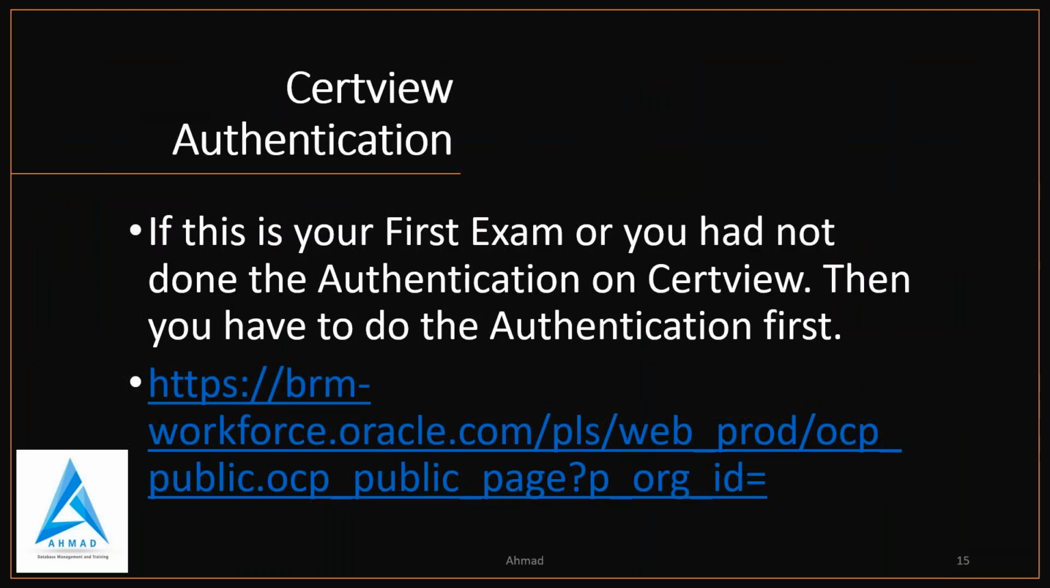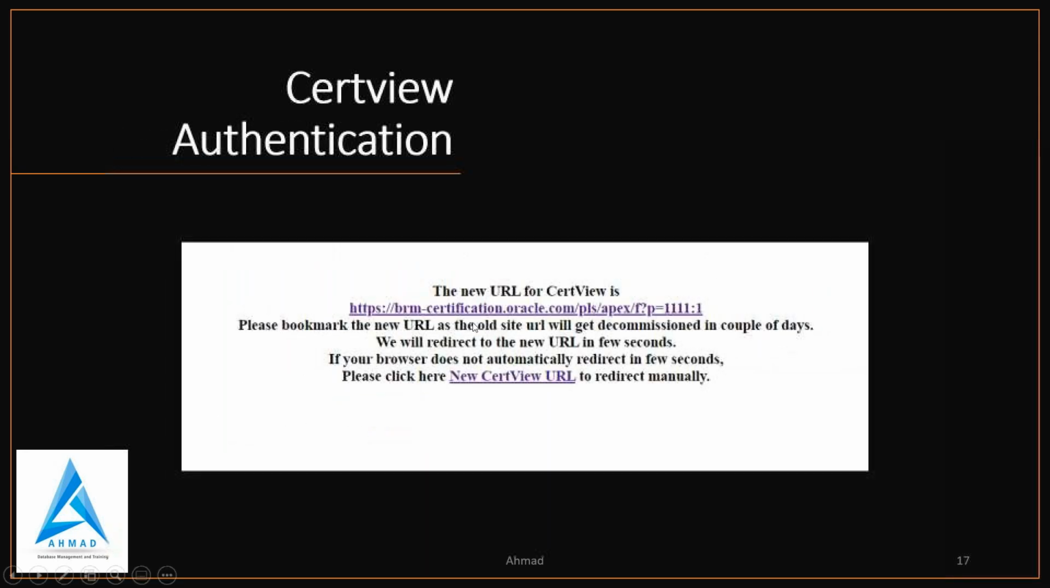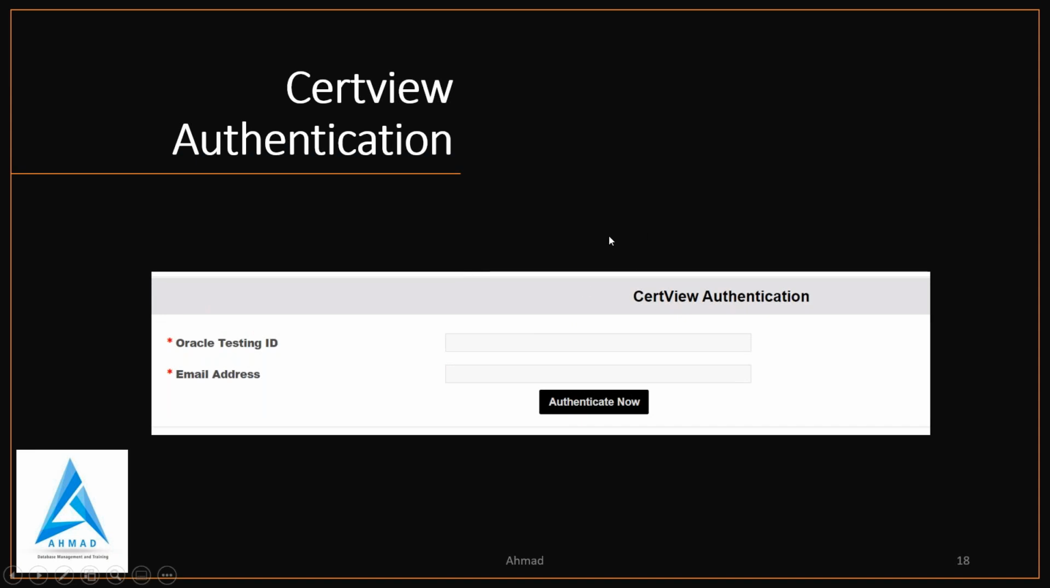After that, this is the important step, Certview authentication, meaning your certification authentication. This is the link which I posted here. If you click this link, it goes to this page. You click to log in to Certview, and when you click, it will give you a new URL. Just click the first URL, and you will get the page. On that page, you have to provide your Oracle testing ID, which you get after Pearson, and your email ID, which you mentioned in your Pearson account.